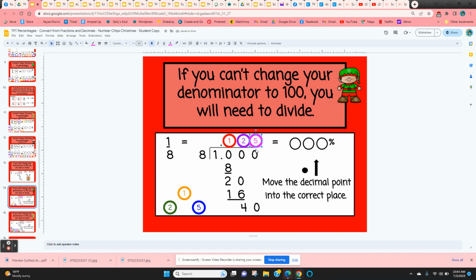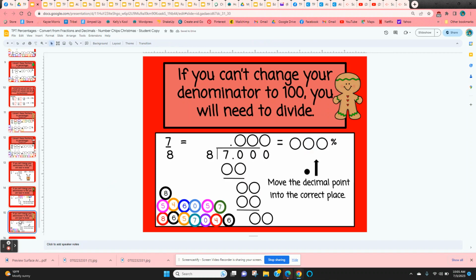Now they want to move their decimal point 2 places to the right to get a percentage. This percentage point is movable. So they want to move that into the correct place. They get an answer of 12.5%. The very last slide, they're going to be doing all the division themselves. We have 7 divided by 8. And then again, make sure they move that decimal point into the correct place in the answer.